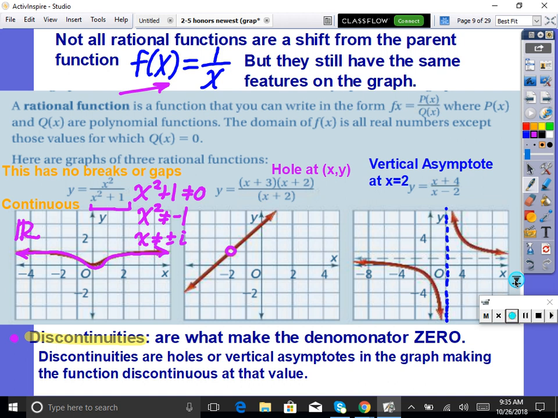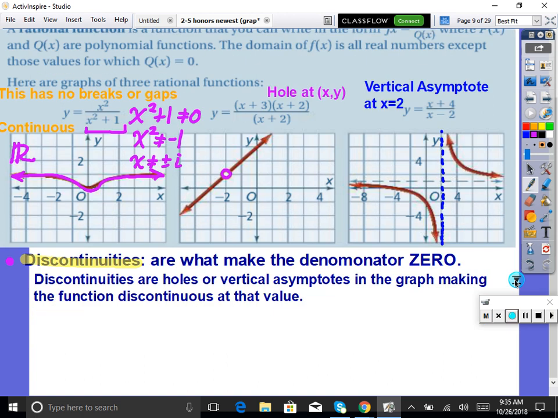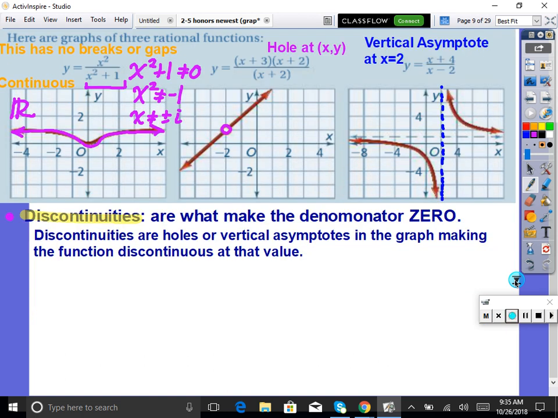Let me scroll up so the people in the back can see better. We have a hole, so that makes it discontinuous. So now let's look. I have this line here. I'm graphing from left to right. I have to jump over that value and continue onward. Why am I jumping over x equals negative 2? Why am I jumping over that value? It's a restriction. It can't equal.